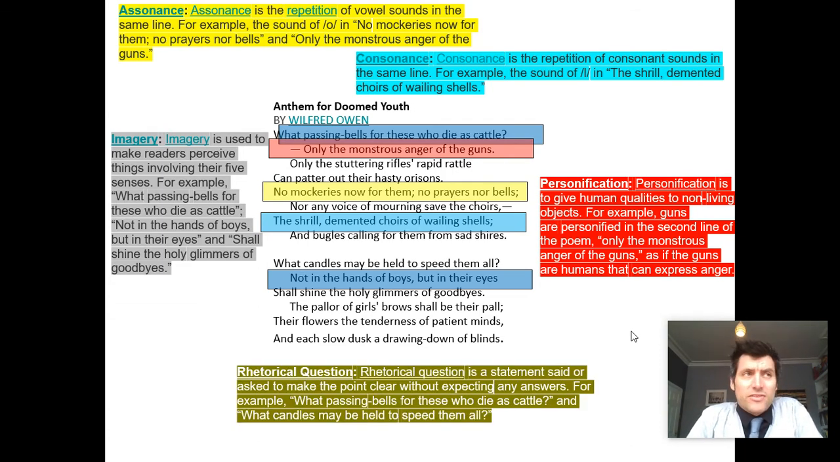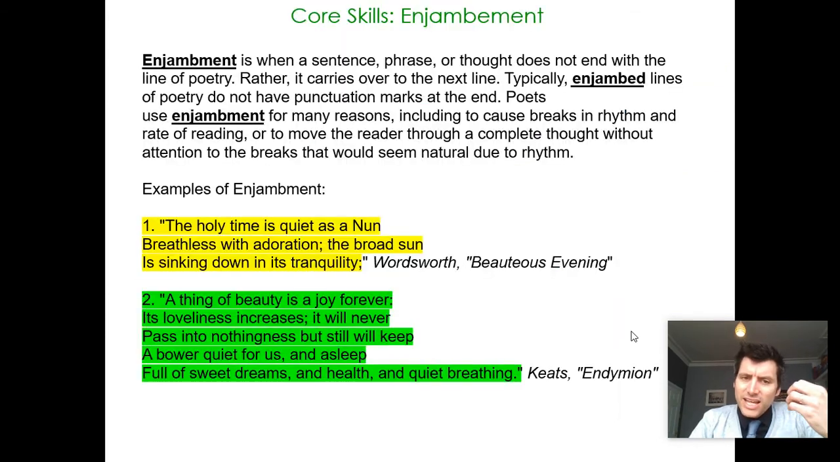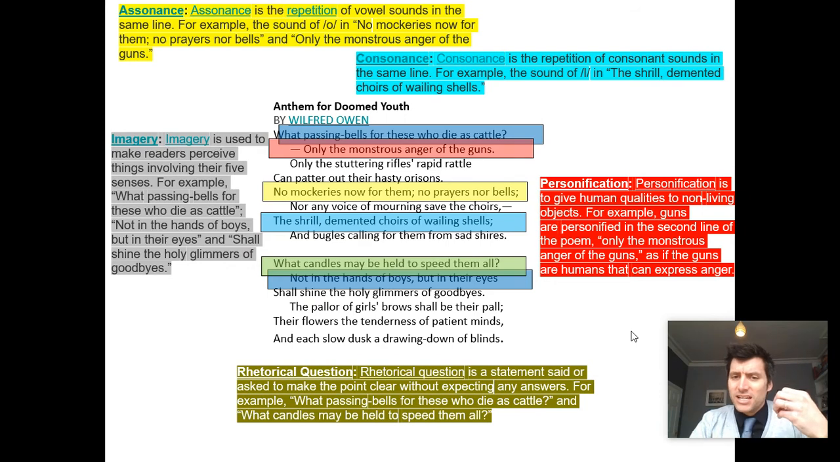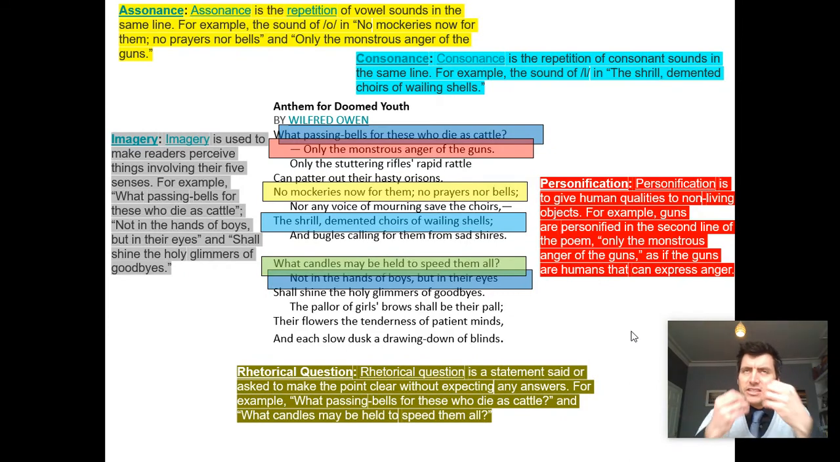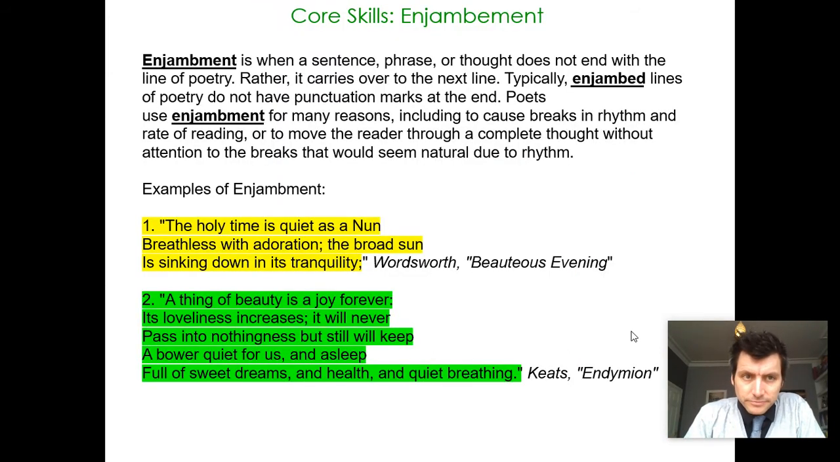Historical questions we looked at, particularly within our work on Roald Dahl and Charles Dickens, are a persuasive technique sometimes. And this poetry that we think of these poets writing is trying to persuade people not to fight again. What passing bells for these who die as cattle? What candles may be held to speed them all? Again, these questions don't need answering. They're making a point: that the soldiers are not being treated as well as other people who die would be. They're not being commemorated with candles. So the point is being made. It's not one that needs to be answered as a question.